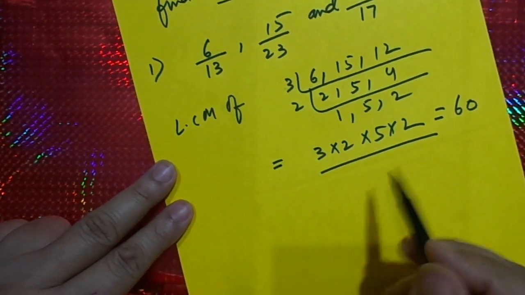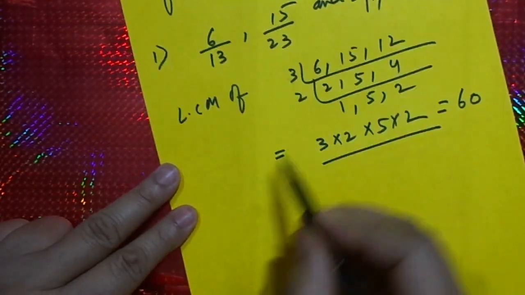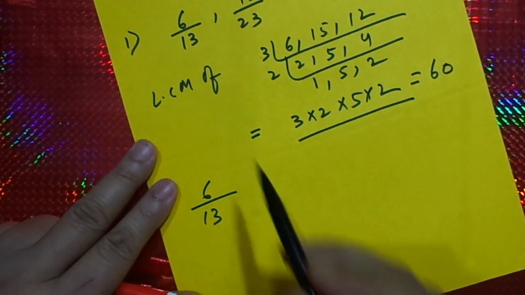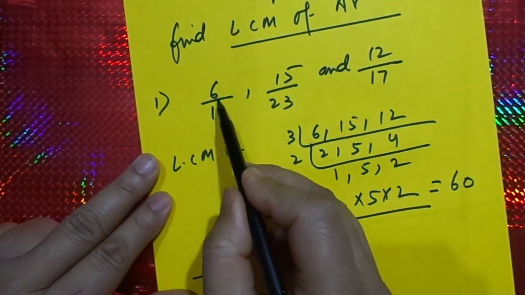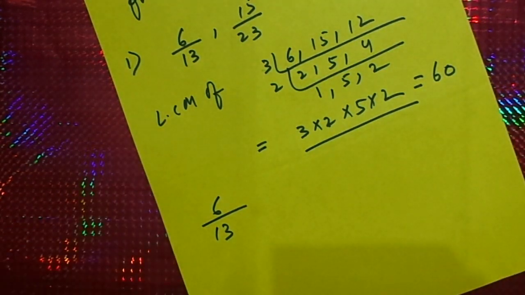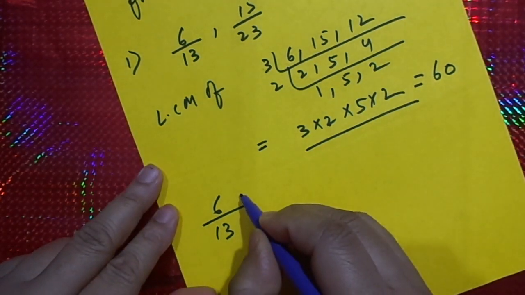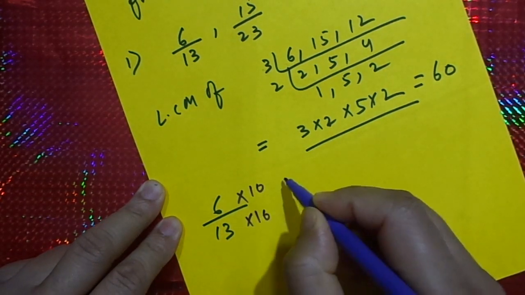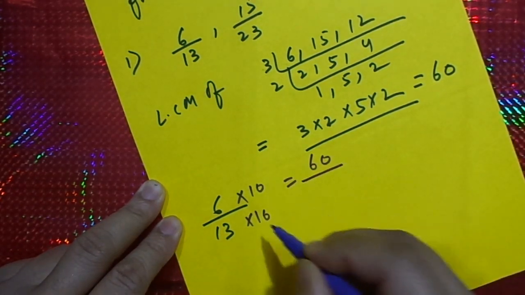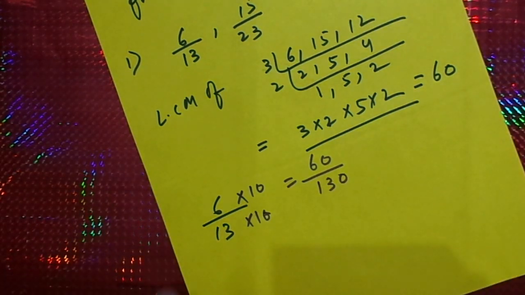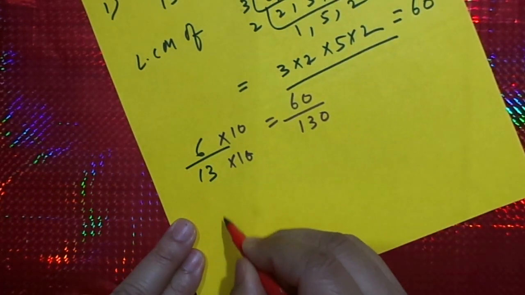So let's remove, in 6 by 13, let's remove 6 from here. So if I remove 6, I get 5 2s are 10. So I am going to multiply both the numerator and the denominator by 10. So you can see here you have 60 by 130. Similarly, you have 15 by 23, isn't it?